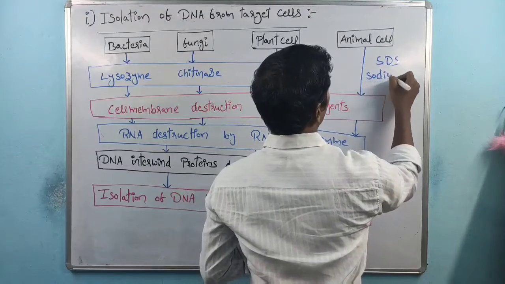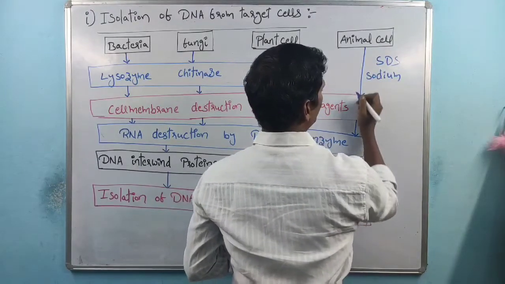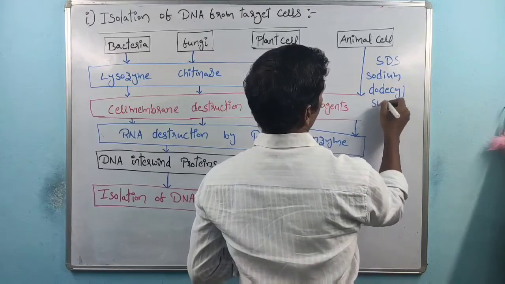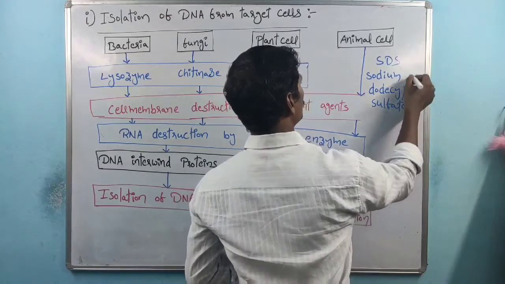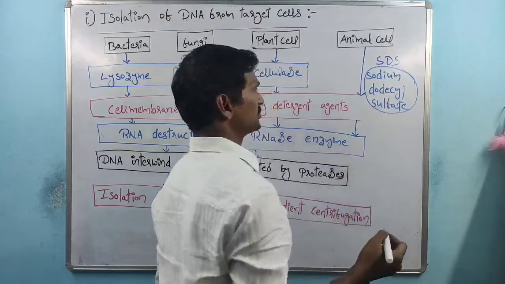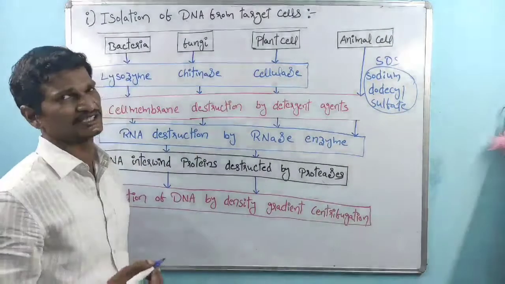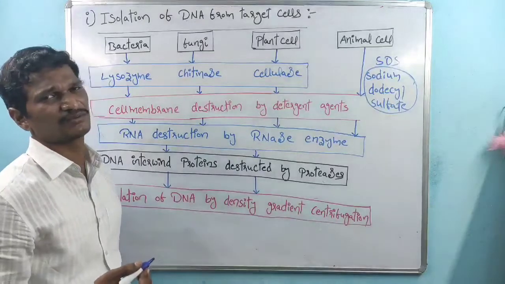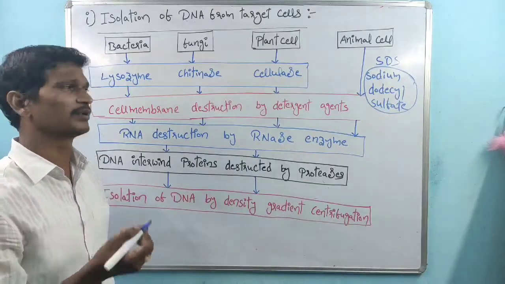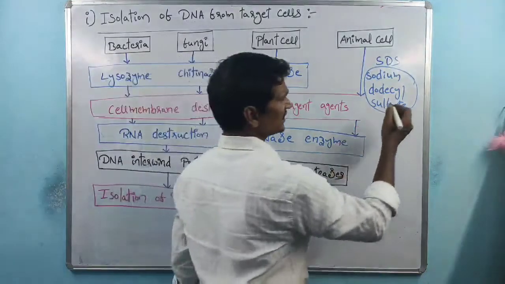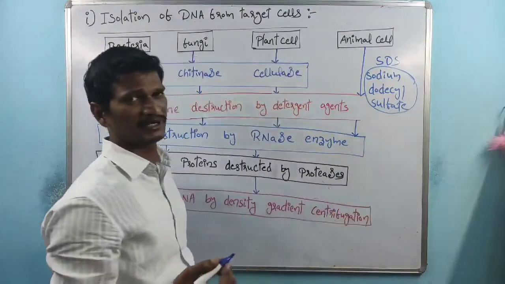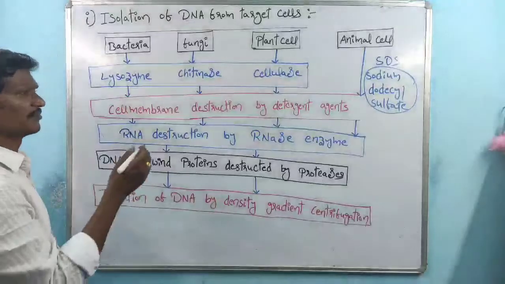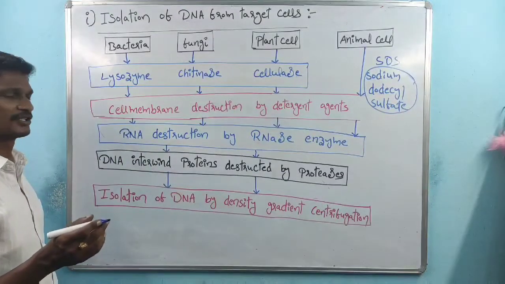Sodium dodecyl sulfate. This is one of the detergent agents we are using to cleave or destroy the cell membrane, or the plasma membrane. This detergent agent acts on the cell membrane and removes it. So this is cell membrane destruction by the detergent agents.